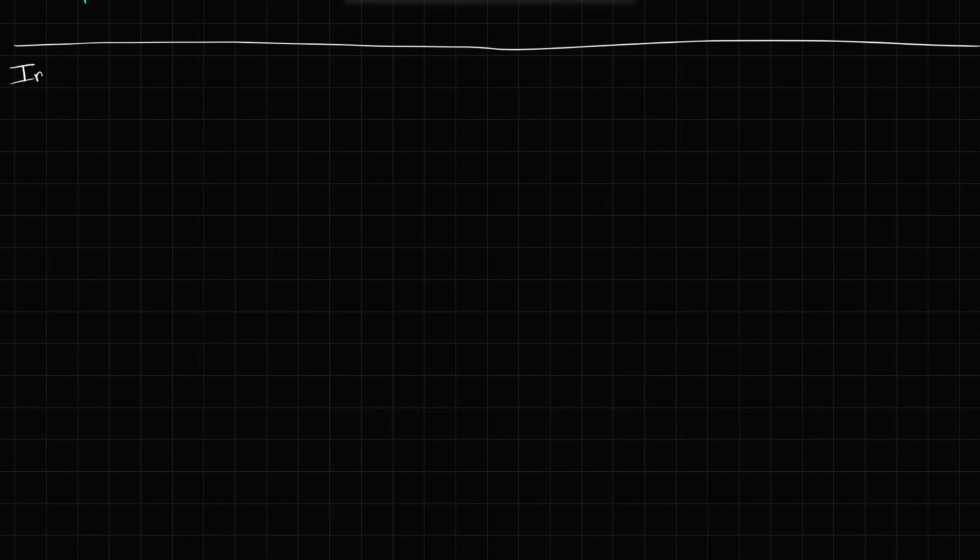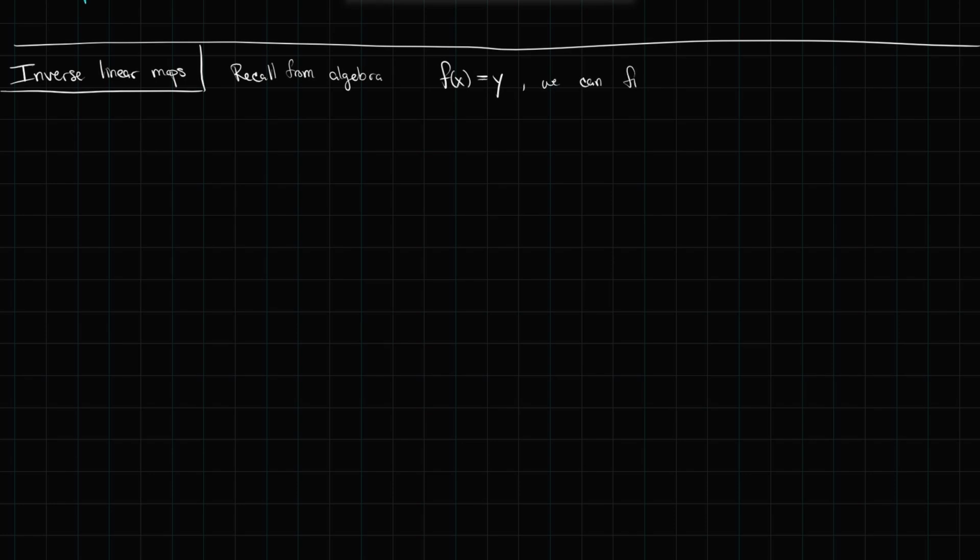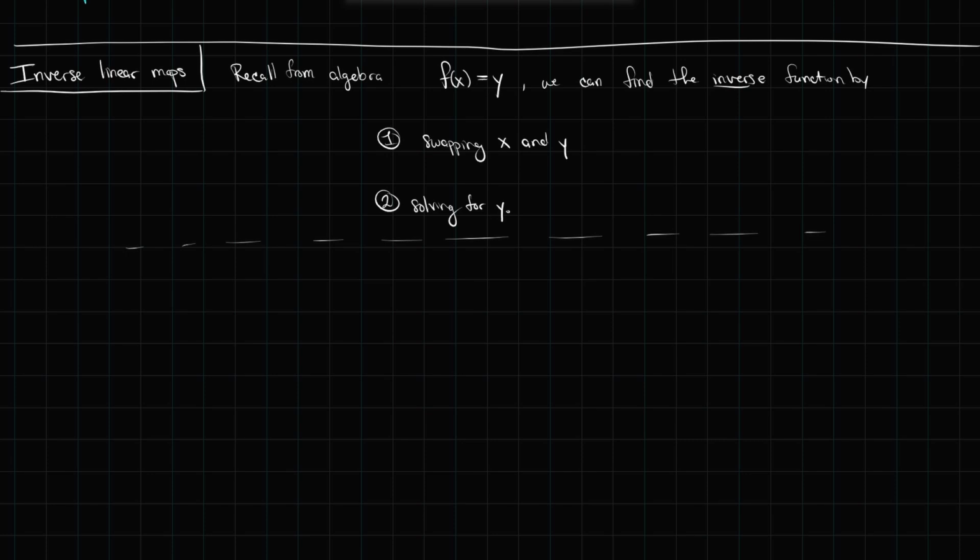Let's talk about inverse maps really quick. So inverse linear maps. We're going to recall from algebra that if I have a function f of x equals y, we can find the inverse function by first swapping x and y, and secondly solving for y. The name of the inverse function is f inverse of x.